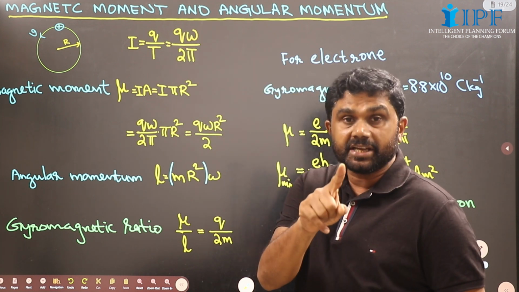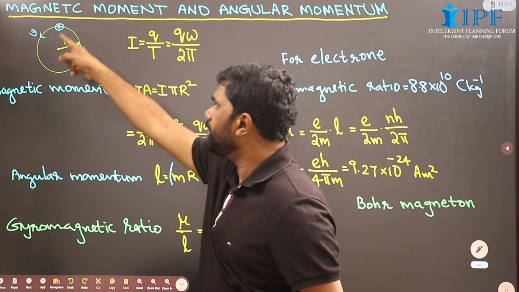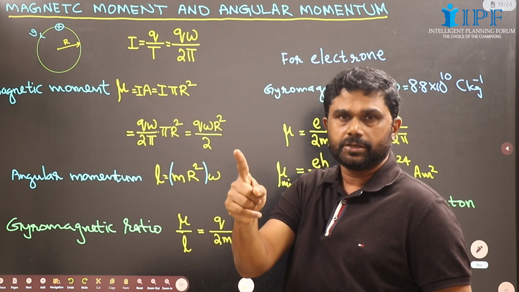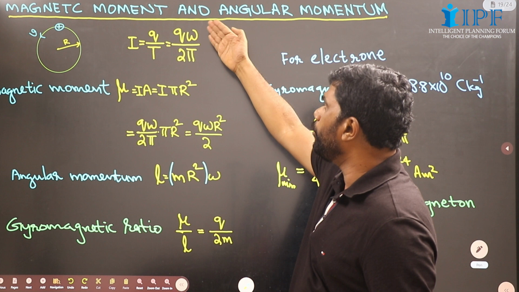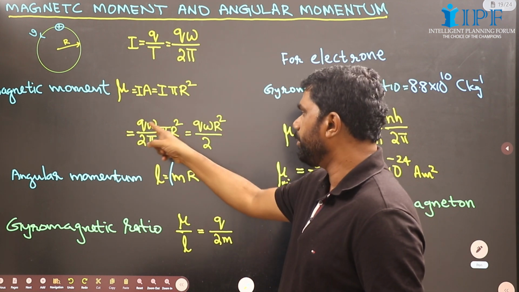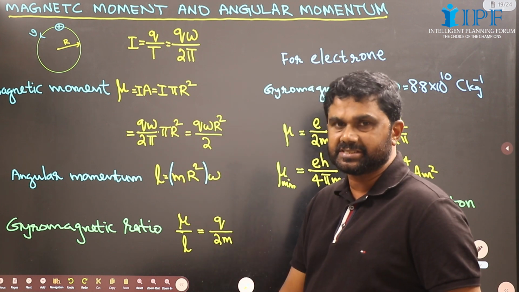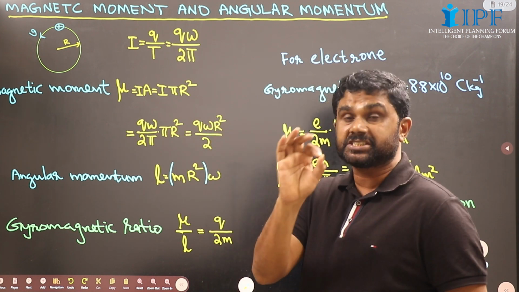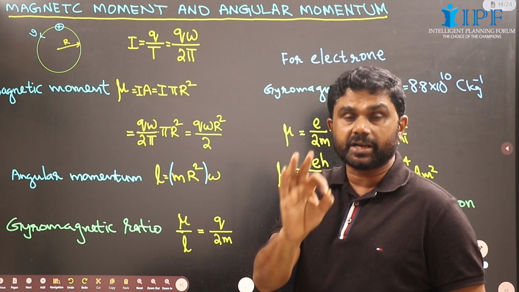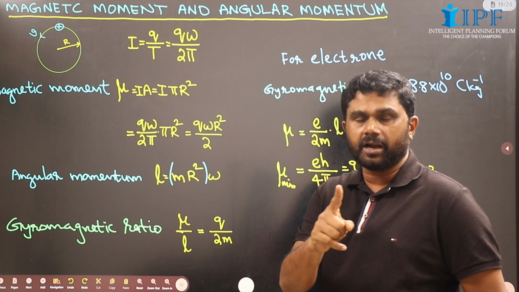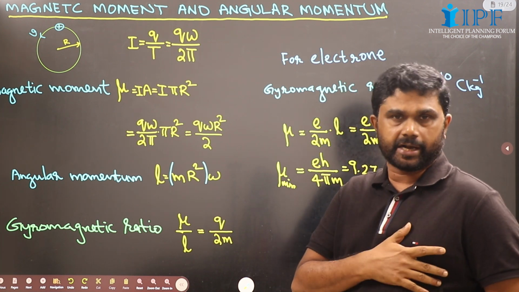The magnetic moment: this is equivalent to a current loop, and magnetic moment is current into area. Current we have got as q omega by 2 pi, and area will be pi r square. So q omega by 2 pi into pi r square, that is the circular area. So q omega r square by 2 is the magnetic moment when a particle of charge q is revolving in a circle of radius r with a uniform angular speed omega.